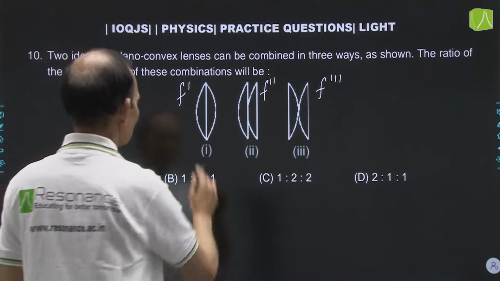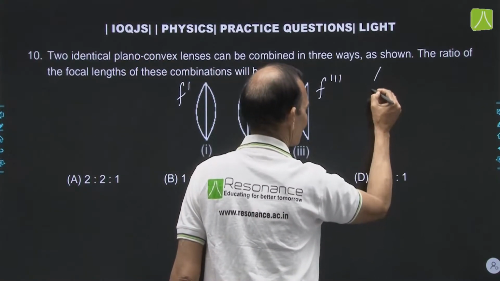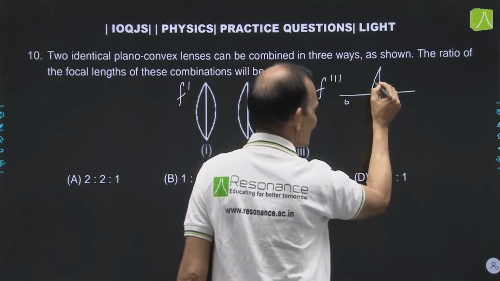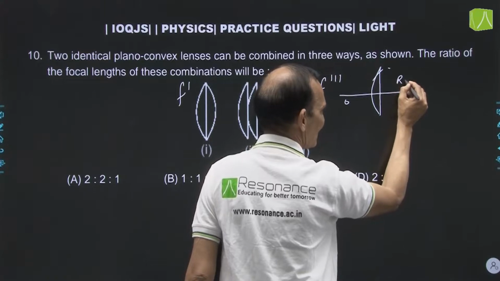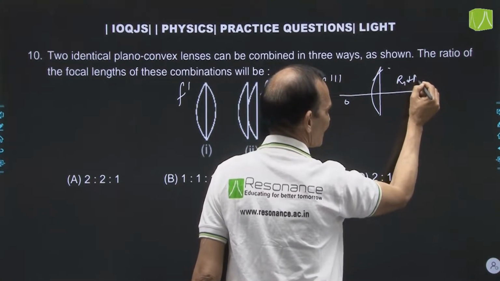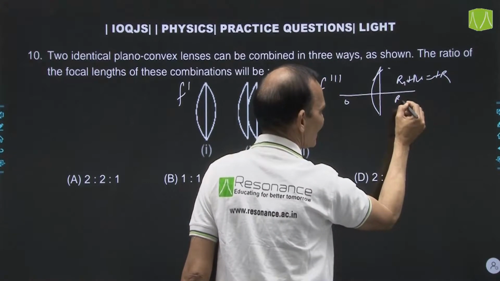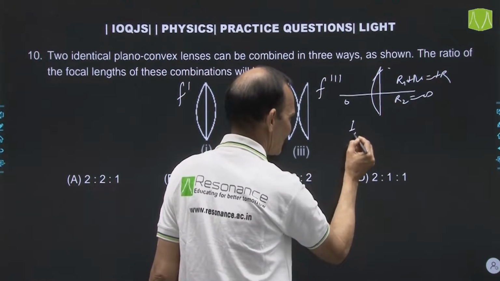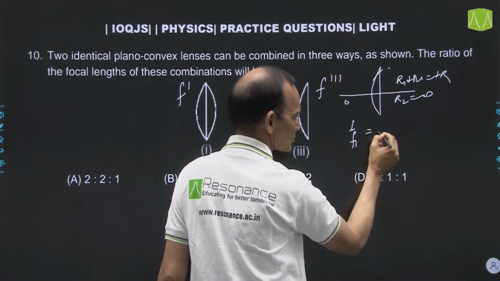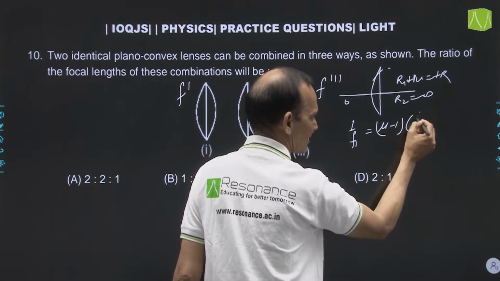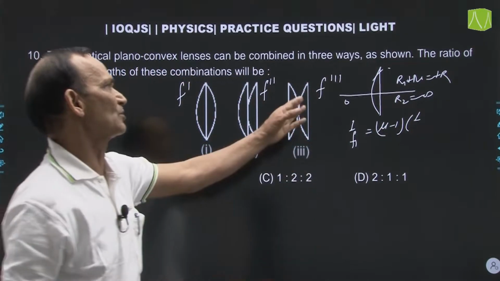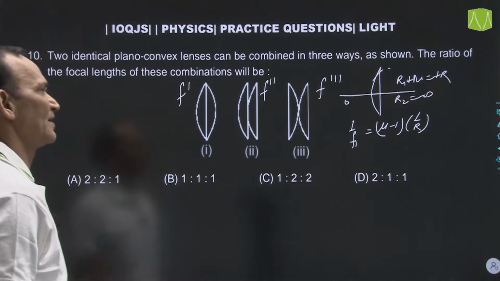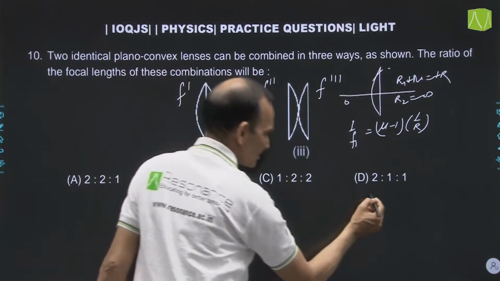Now think about this portion, only this portion. The object is here. So the radius of this one, that is r1, will be positive. Suppose it is plus r, and r2 will be infinity. You know very well, 1 upon f1 will be equal to mu minus 1 into 1 upon r1 minus 1 upon r2, the lens maker formula. 1 upon r1 is only 1 upon r, minus 1 upon infinity.